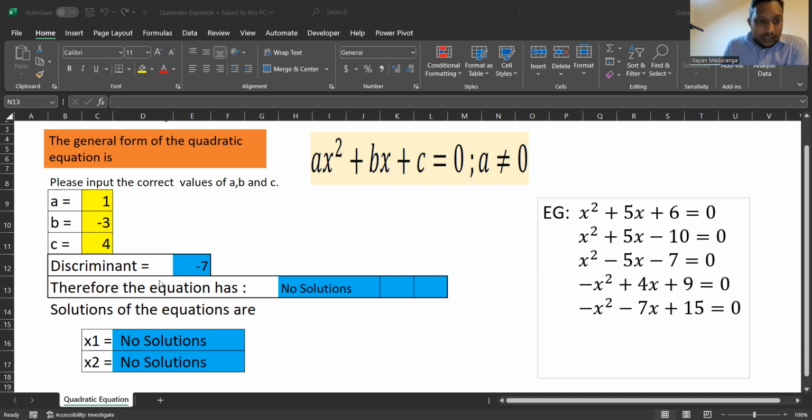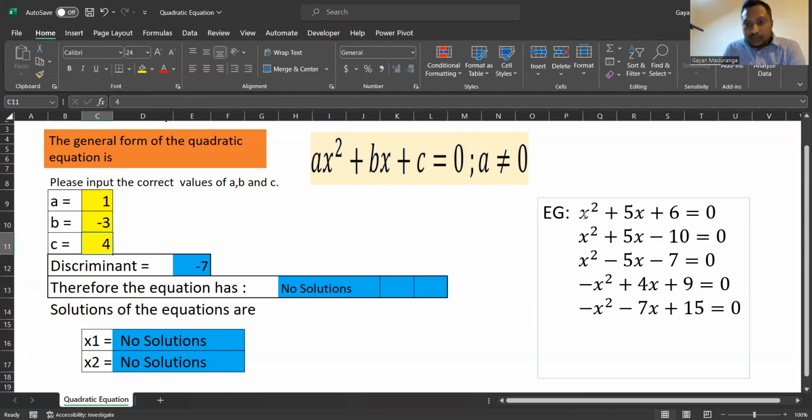Okay, so I have completed this Excel worksheet where you just have to input the values of A, B, C. That means basically three coefficients, right? Then you will get the answers and these descriptions as well. Okay, so I have listed 5 examples for you. I will do these 5 examples in order to understand.